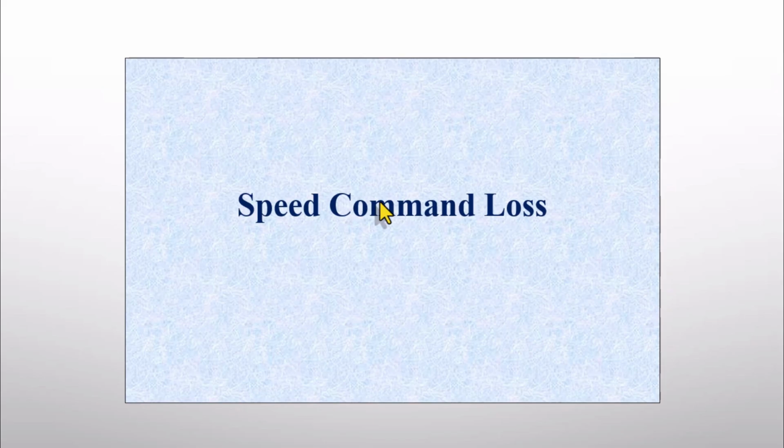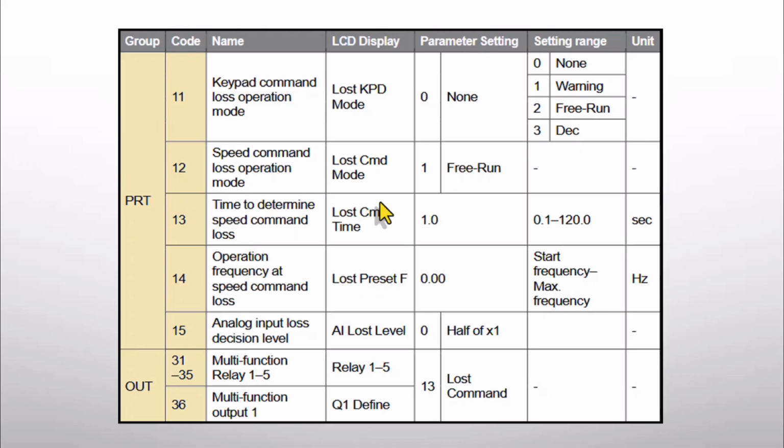In order for the system to detect this, we need to enable and activate the speed command loss feature within the H100 series inverter. So how do we do this? If you navigate to parameter PRT12 in the H100 inverter, in the protection parameter group or PRT, the parameter numbered 12, you will find the speed command loss operation mode option.